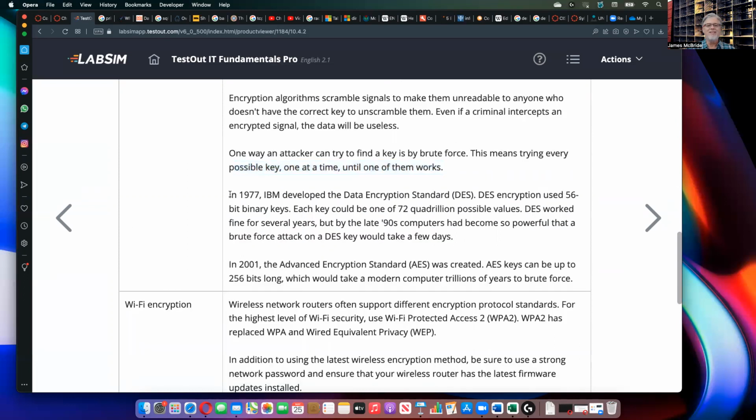So in 1977, IBM developed DES, which is the Data Encryption Standard, and it used a 56-bit binary key. So meaning, right, it's binary, or ones and zeros. So each key could have one of 72 quadrillion possible values.